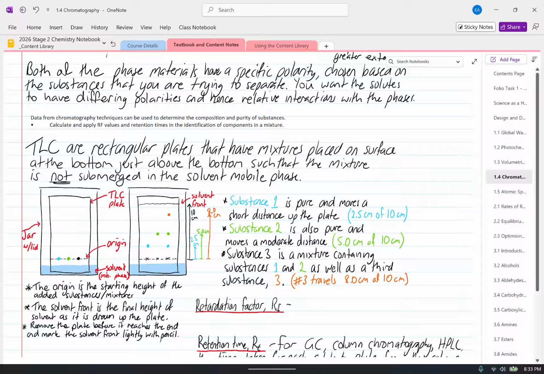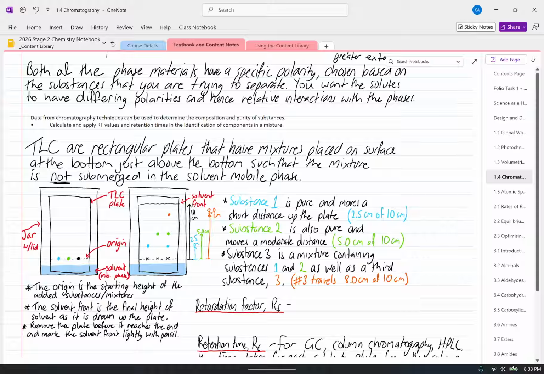If it is not, if you dip it in and the solution is this high, then what's going to happen is these substances are just going to dissolve into your solution, and they're going to be very weak. They're not going to move up. They're going to dissolve all the way in it, and then they're all going to move up all over the plate, and it's not going to be able to tell you anything at all. So, assuming we've done this, we will get this result next to it.